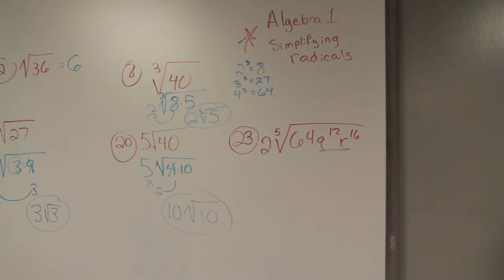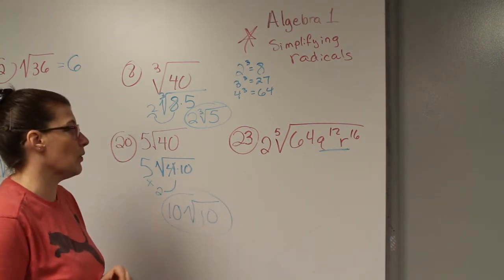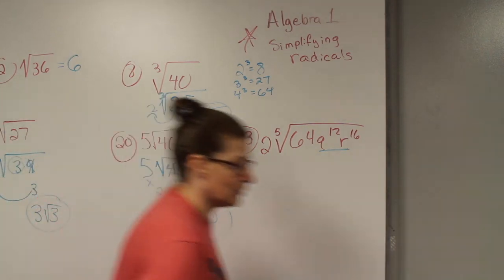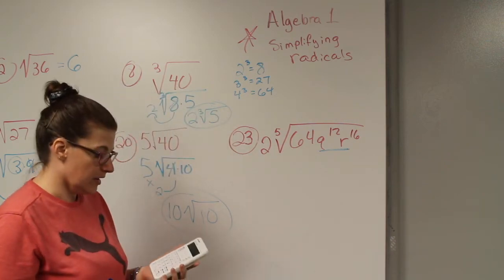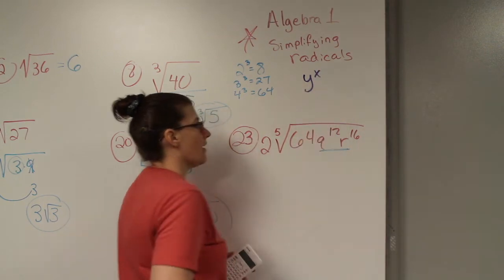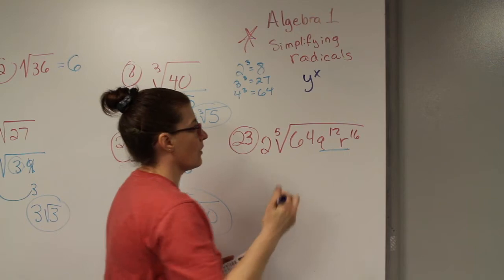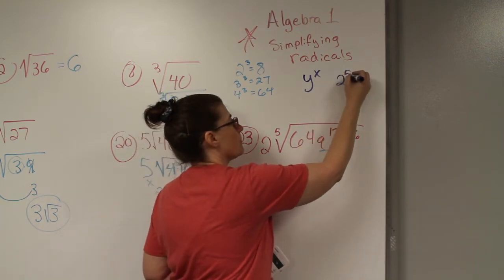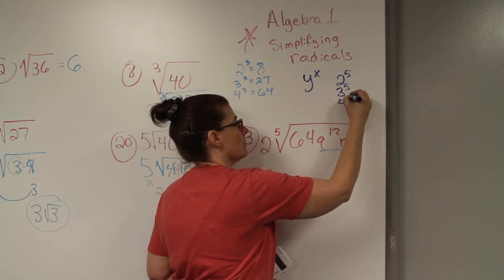Well, what we're going to do, this is a fifth root. If you don't know what fifth roots are, and I don't know them myself, I don't memorize them, you can use your calculator and use the button that looks like this if you have it, which means you can put any exponent you want in there.